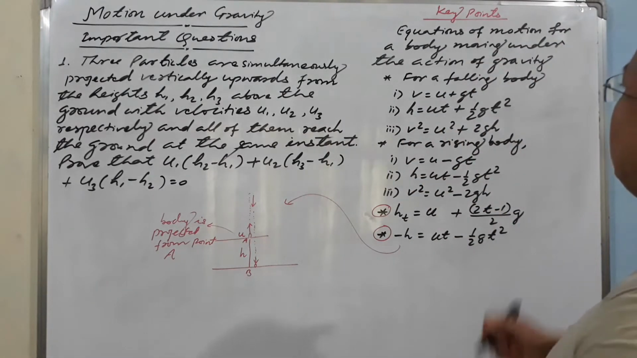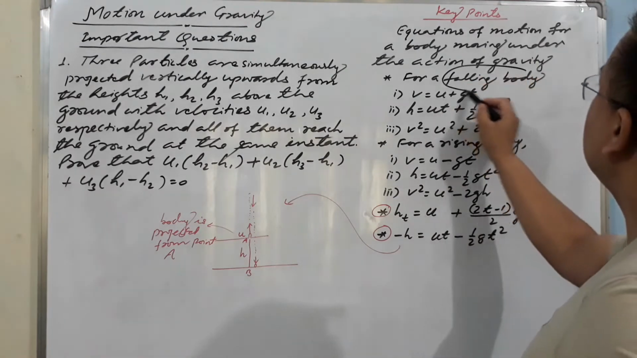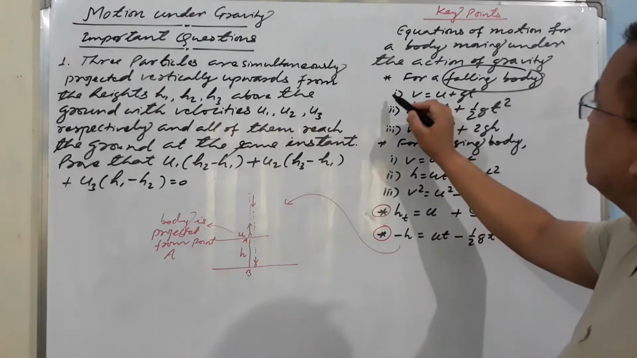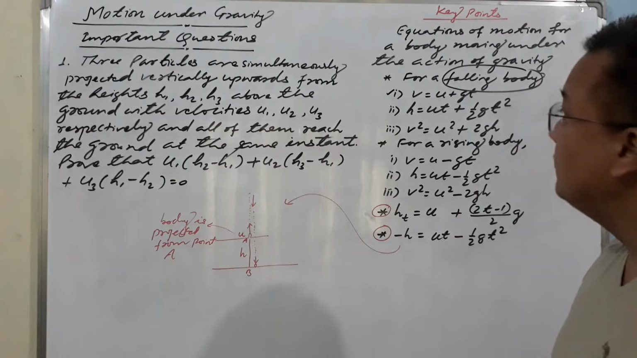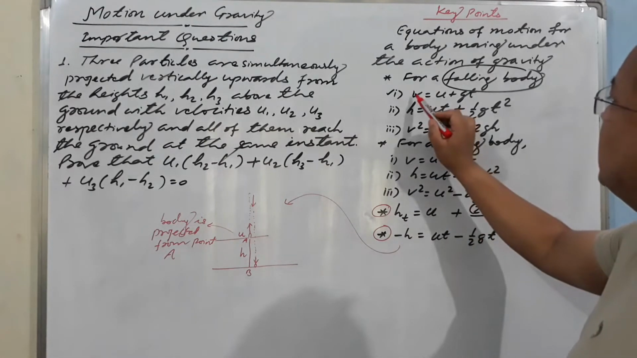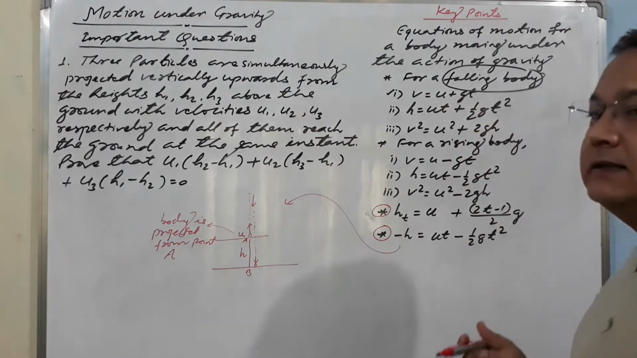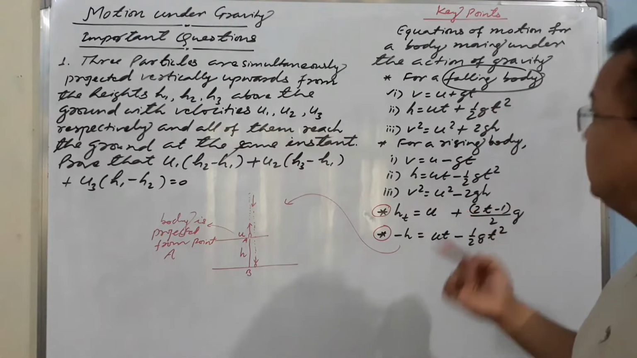Let's see. Firstly we are talking about the falling body. Equations of motion for a falling body: we have three equations. First one, v is equal to u plus gt. As we know, v is the final velocity and u is the initial velocity. g is gravity, acceleration due to gravity. t is the time taken, right?